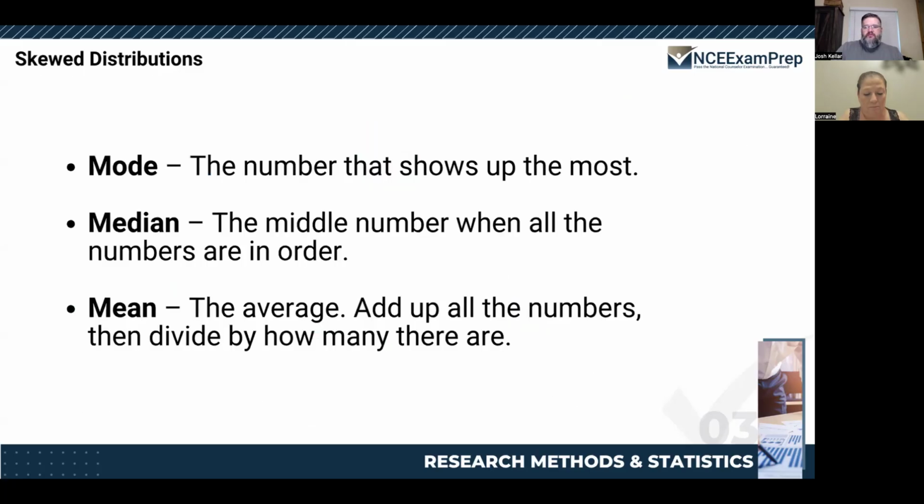So when we're looking at averages, there's three types that we're looking at: the mode, median, and mean. The mode average is the number that shows up the most. The median average is the middle number when all of the numbers are in order. And the mean average, this is what we usually talk about when we say average. If it says the average, this is probably what it's talking about. And to do this, we add up all of the numbers and then divide by how many there are. We're going to do some practice here.